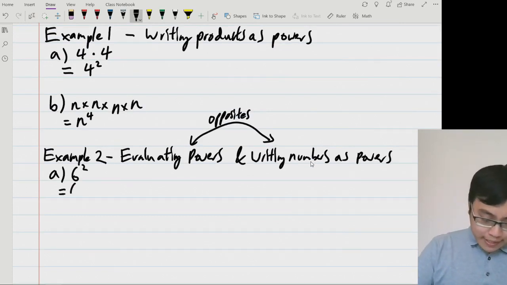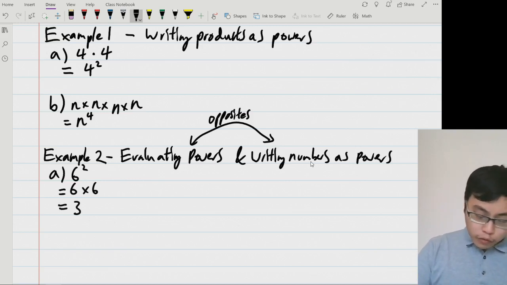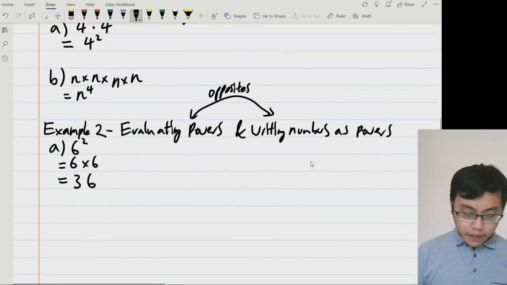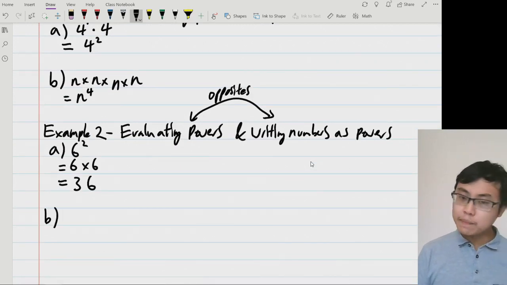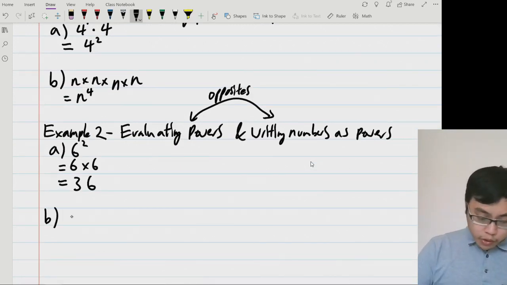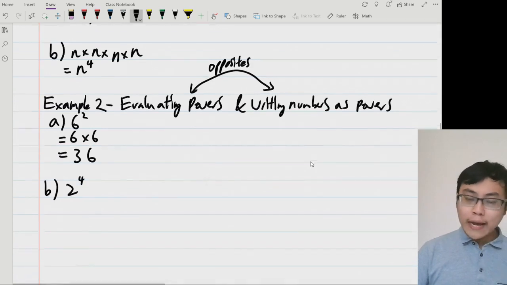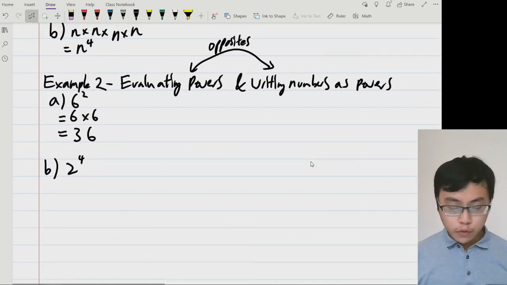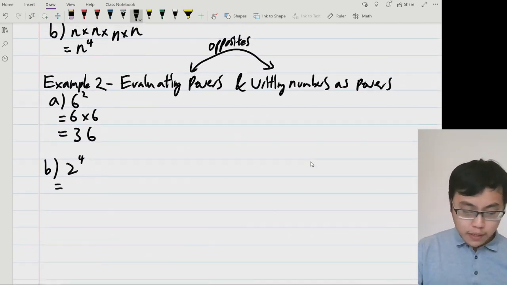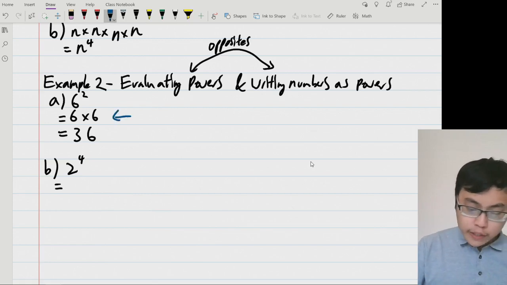6 squared is 6 times 6, and then this is equal to 36. Simple. Then next one, again, I'm going to skip a line. And B, this is going to be 2 to the power 4. I do want you to write down that intermediate step. This is the intermediate step, okay?